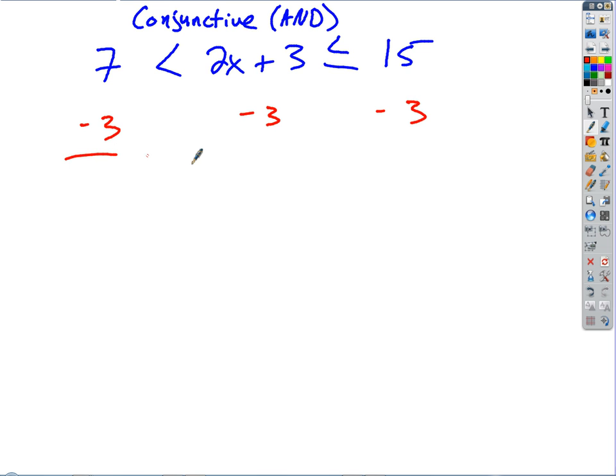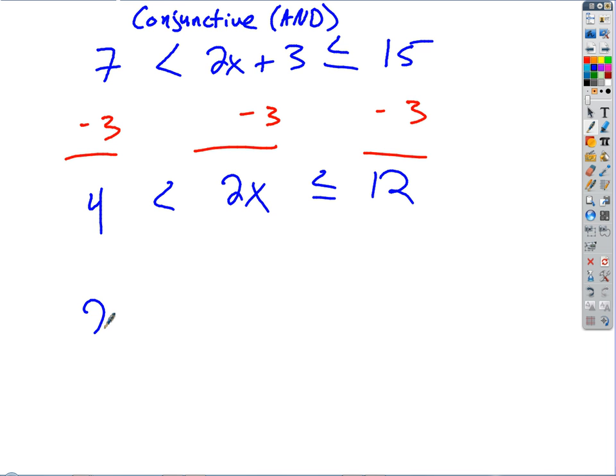And what's that give us? Well, in here we're going to get just our 2x. That's good. We're trying to get the x by itself, right? And then over here we're just going to get a 12. Do we need to flip the inequalities? No need. Okay, now what? Divide by 2. So that's going to give us what over here? X and, oops, 6, you're right.